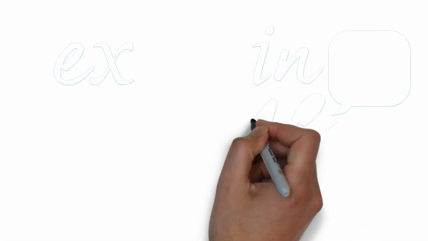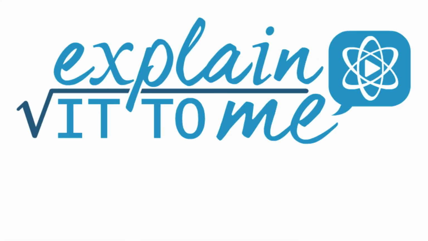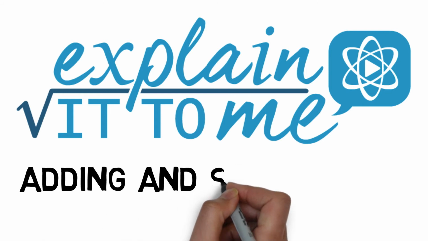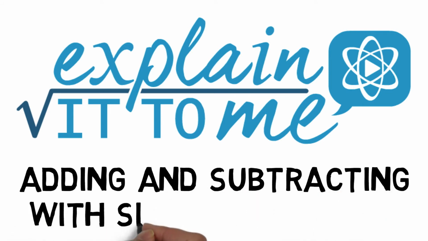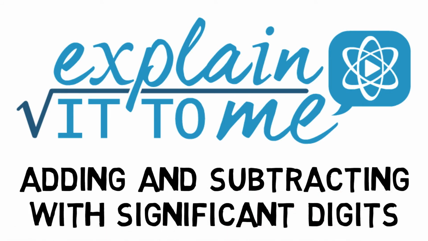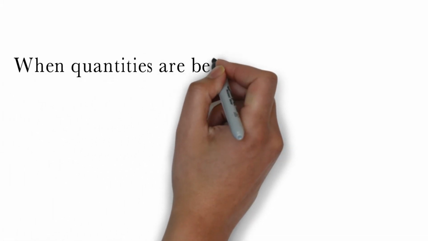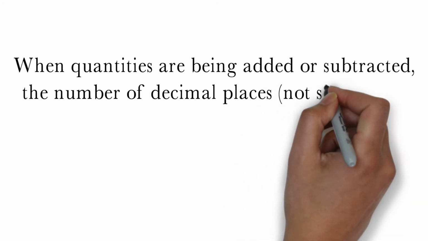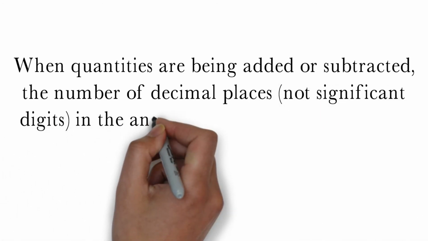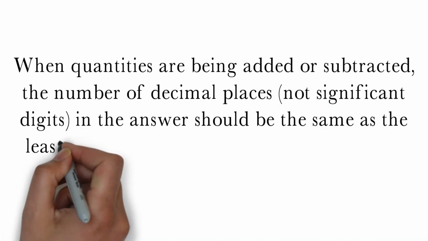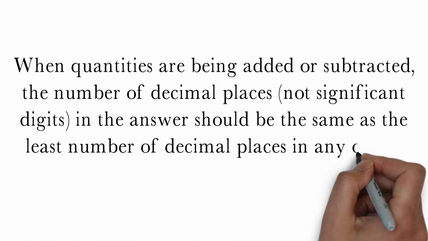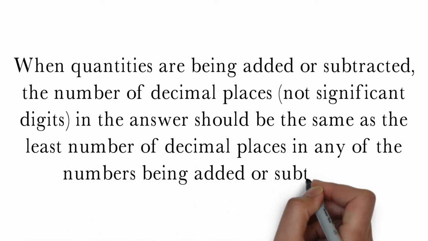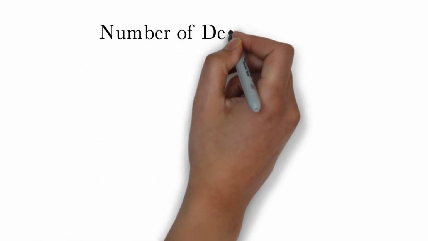In this video, we will continue learning about significant digits with a discussion of the rules for adding and subtracting quantities involving significant digits. When quantities are being added or subtracted, the number of decimal places, not significant digits, in the answer should be the same as the least number of decimal places in any of the numbers being added or subtracted. What do we mean by decimal places?